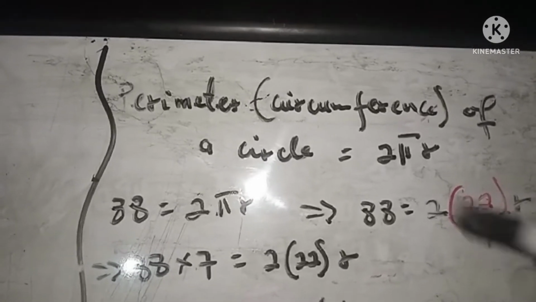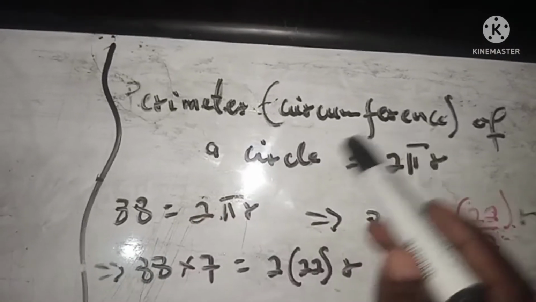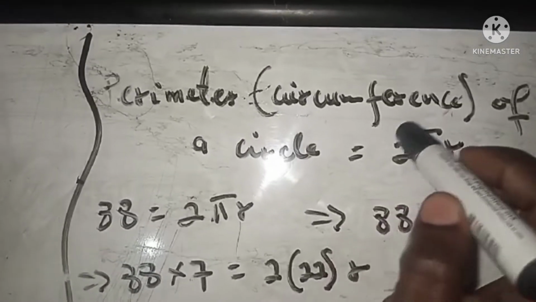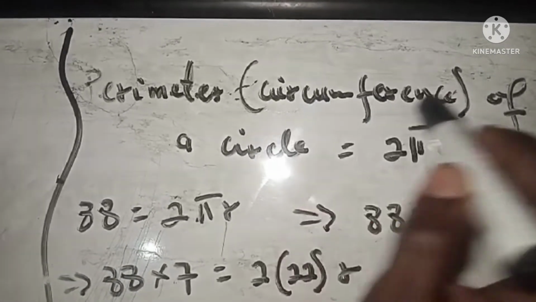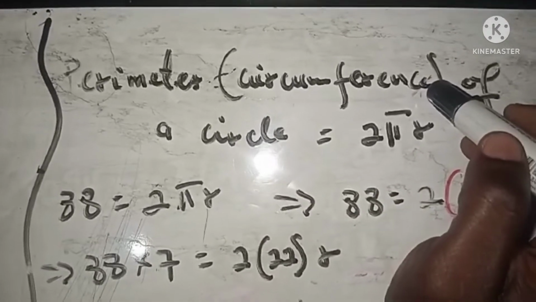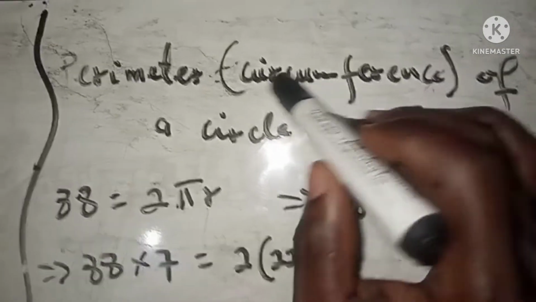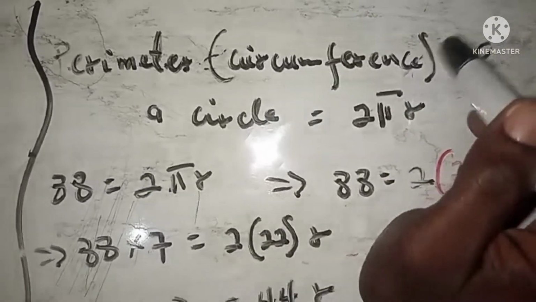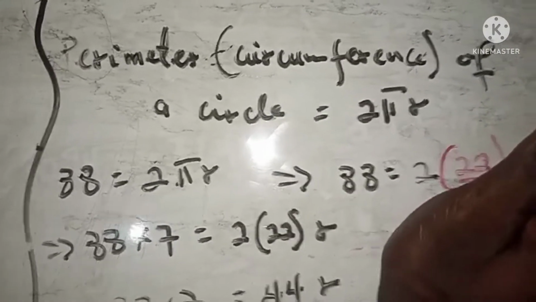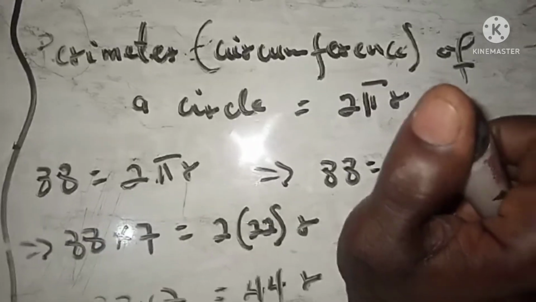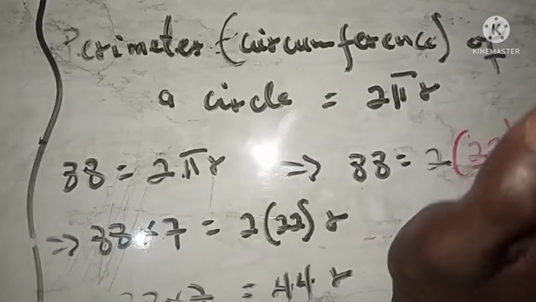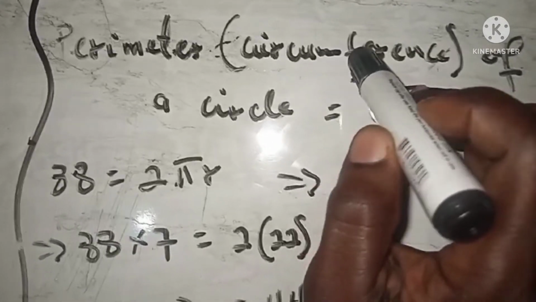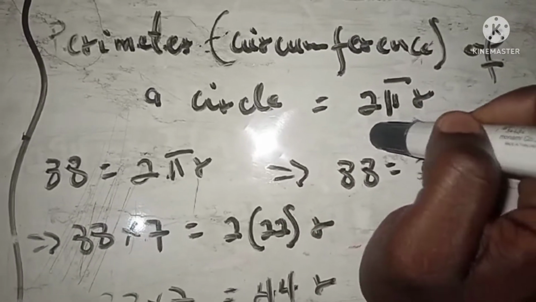According to the question, we are told that the perimeter of a circle. As I said at the beginning of the video, the perimeter of a circle is the same as the circumference of a circle. So don't be confused or deceived by that word, right? The circumference of that circle is equal to 88 centimeters. That is what the question told us. But we know that the perimeter or the circumference of the circle is 2 pi r.